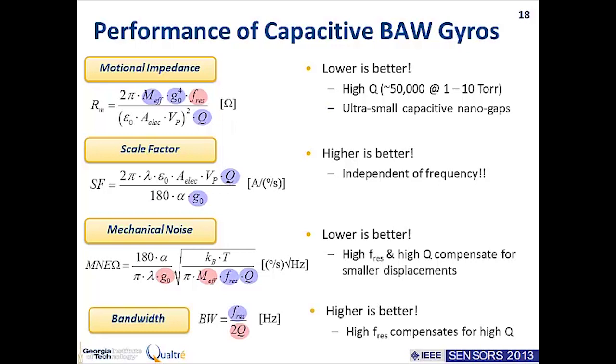Now, if we take a look at the bandwidth, we said that for a mode-matched gyroscope, this is proportional to the resonance frequency divided by your Q. So obviously, what we want is very high Q values, but if we're in the megahertz range, for a Q of 10,000 or 20,000, your bandwidth is about 100 to 200 hertz. So you get that bandwidth back by just going to higher frequencies.